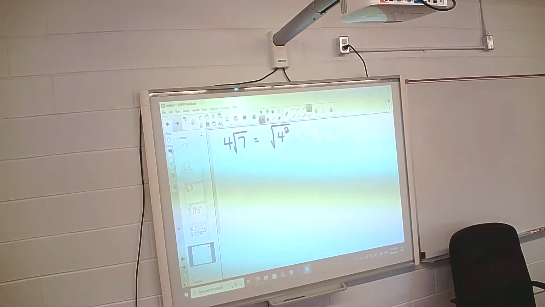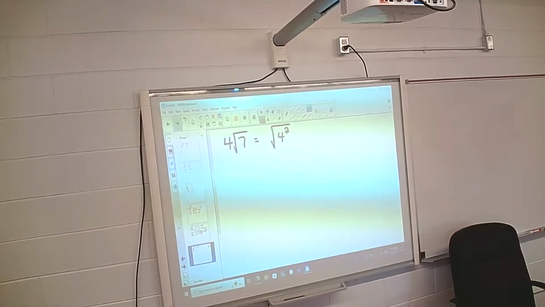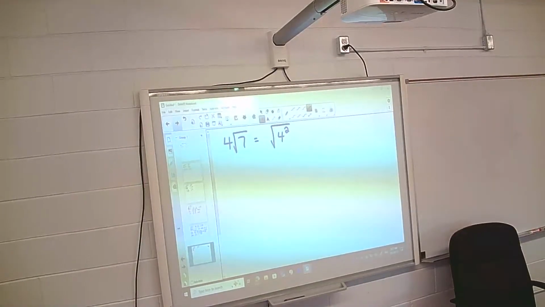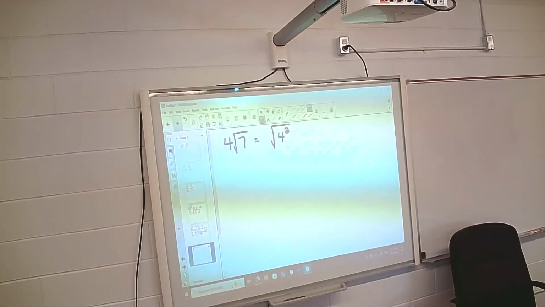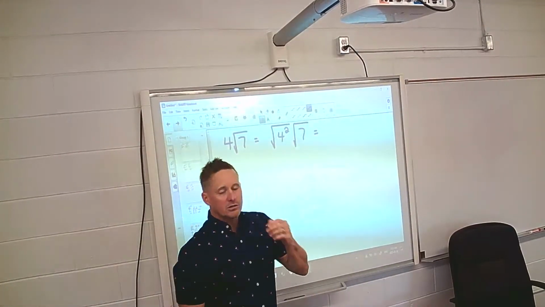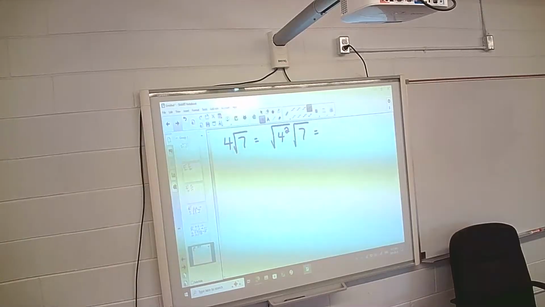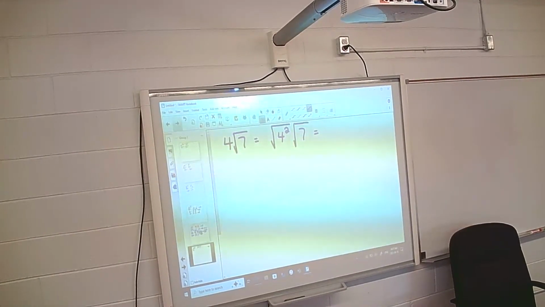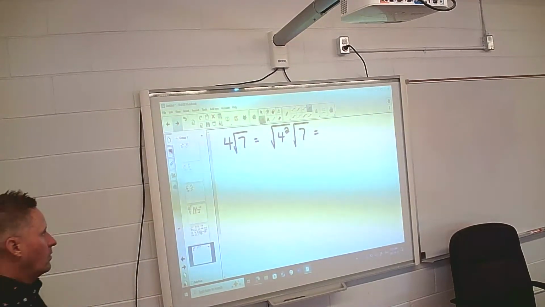Because what's 4 squared? 16. What's the square root of 16? Still 4, right? So no matter what, I still have 4 there. I just wrote it a little differently. I still have root 7 here. Now, I cannot multiply a whole number, a rational number, by a square root. But I can multiply a square root value by a square root value. So now take 16, which is 4 squared, and times it by 7. What do you get? 112.